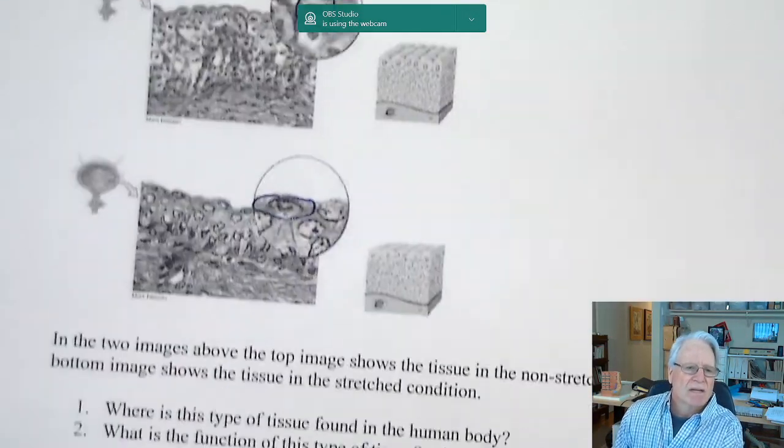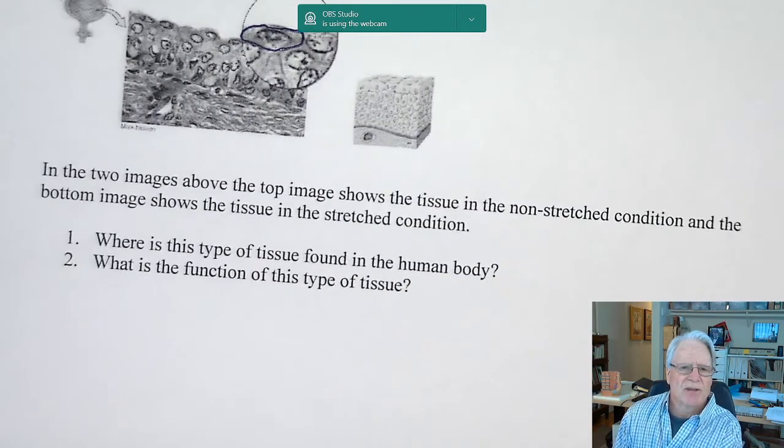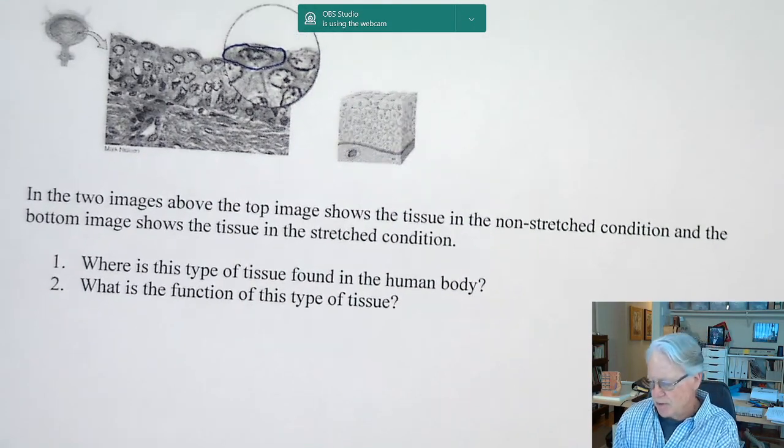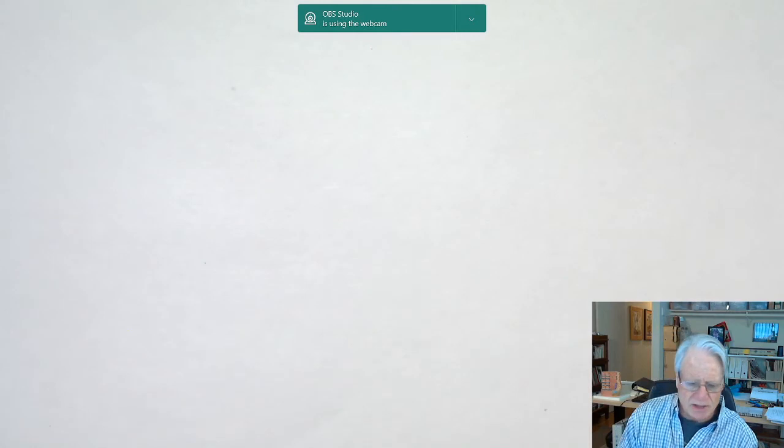And here, where is this type of tissue found in the human body? What is the function of this type of tissue? Okie dokies. So that's where you're going. You've got some work ahead of you.